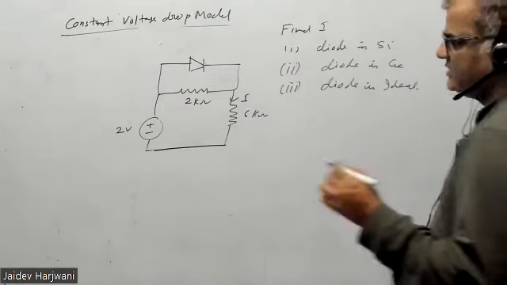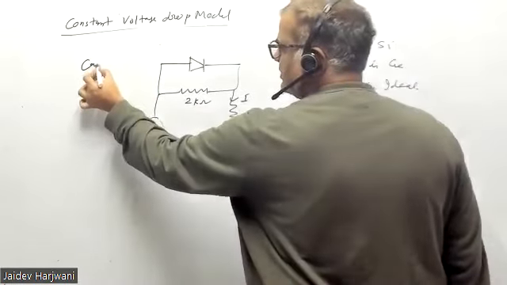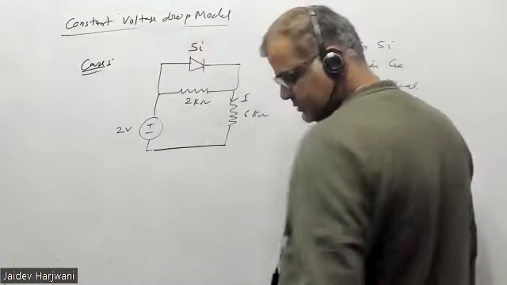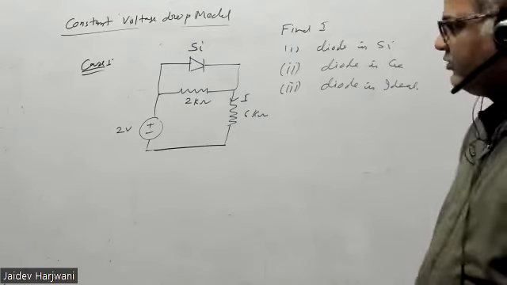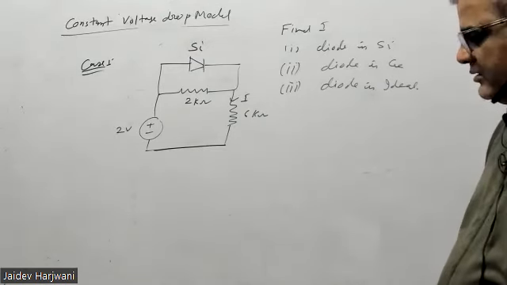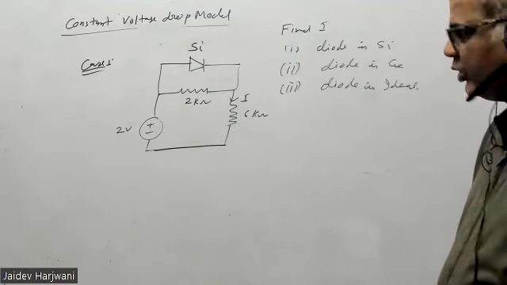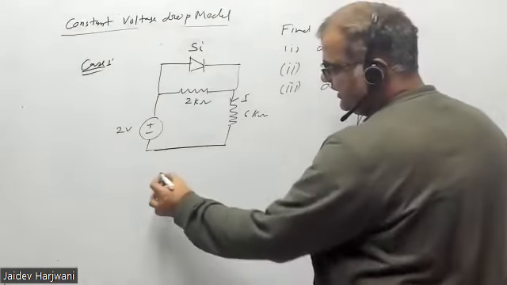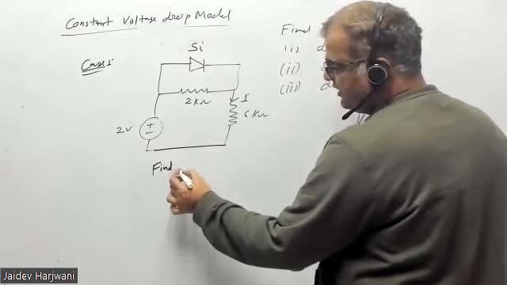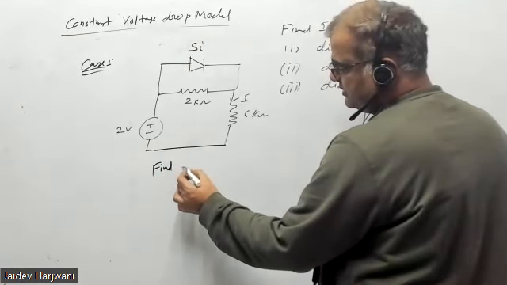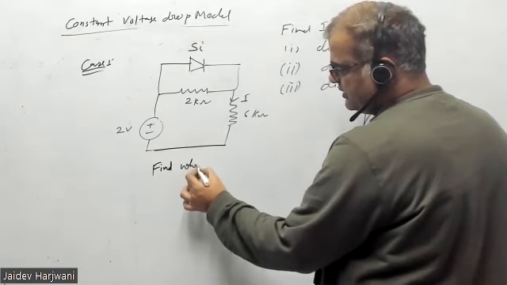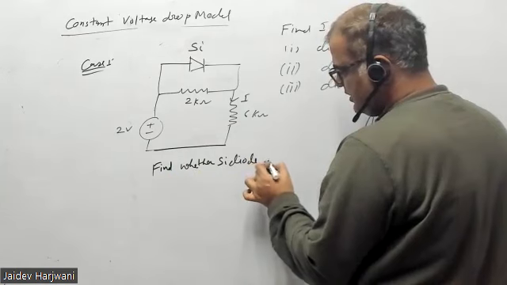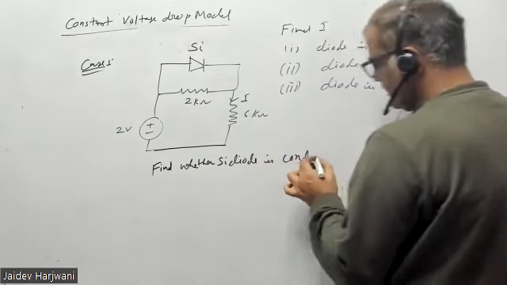So first case first, you say my diode is silicon. Very good. Now you tell me whether the diode is forward bias or reverse bias. Diode is open or conducting. Find whether the silicon diode is conducting or not.